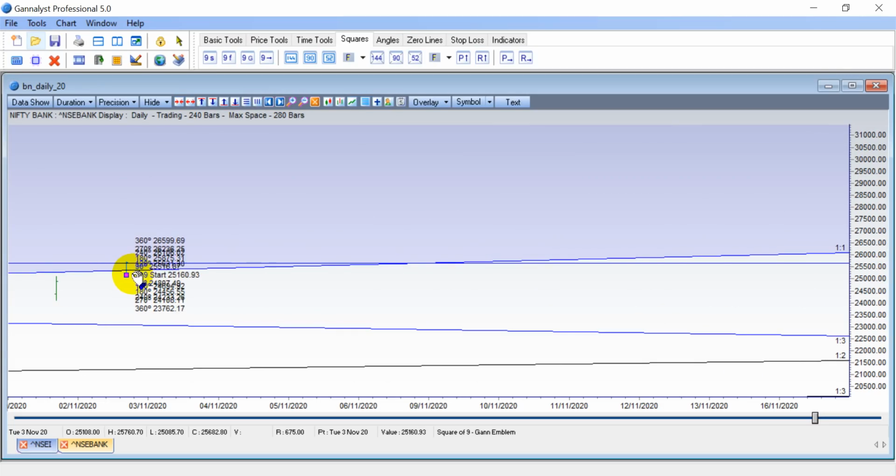So basically, what I'm trying to look at is 25,815. If it is breached, then we can go to 26,048, 26,176, and 26,539. On the short side, better to short only below today's low. The targets on the downside should be 24,749, 24,636, and 24,398.